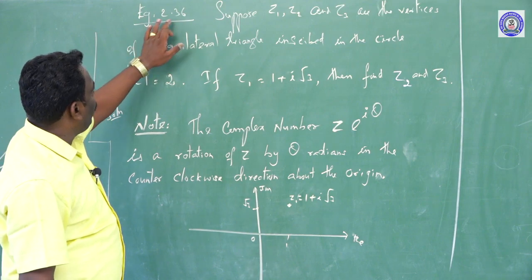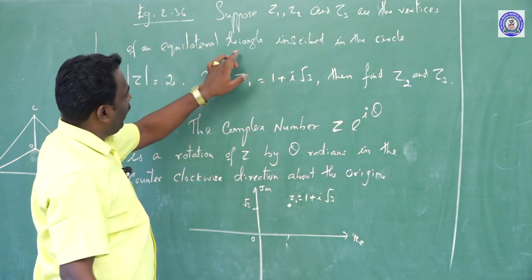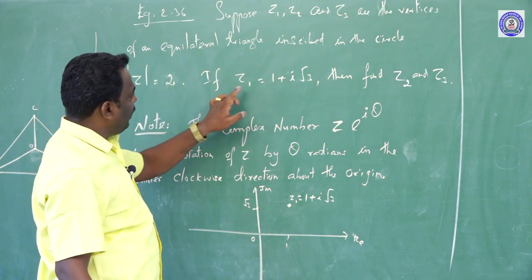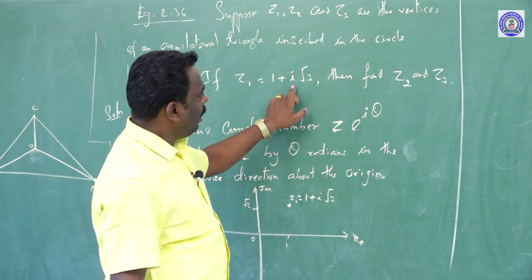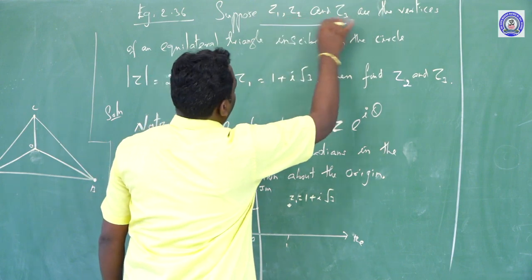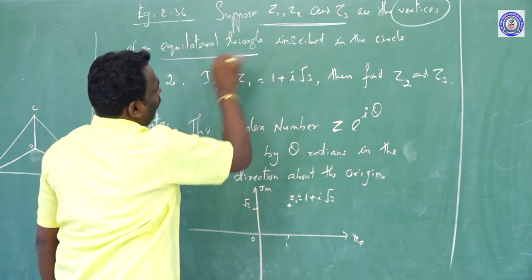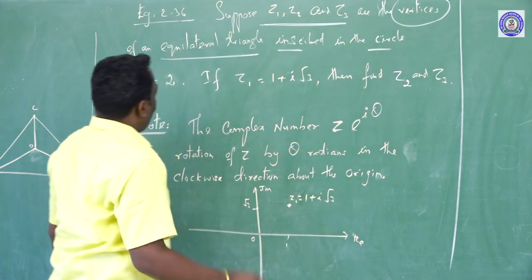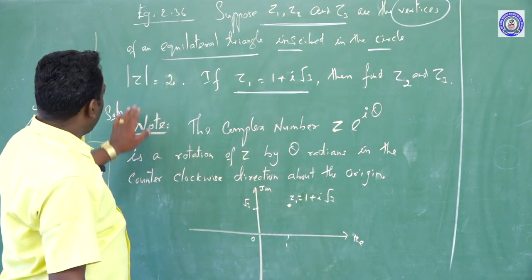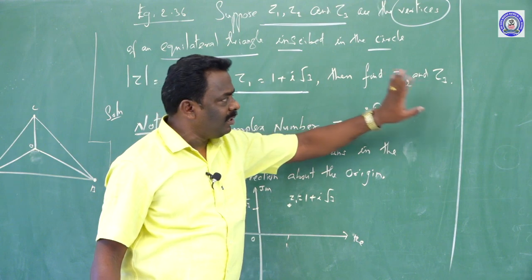Come to the next example, number 2.36. Suppose Z1, Z2 and Z3 are the vertices of an equilateral triangle inscribed in the circle, then modulus of Z equal to 2, and if Z1 equal to 1 plus i root 3, then find Z2 and Z3. So, three complex numbers are given, Z1, Z2, Z3, the vertices of an equilateral triangle inscribed in the circle. One of the vertices is given, Z1 equal to 1 plus i root 3, and modulus of Z equal to 2 is also given, and we want to find the remaining two vertices Z2 and Z3.